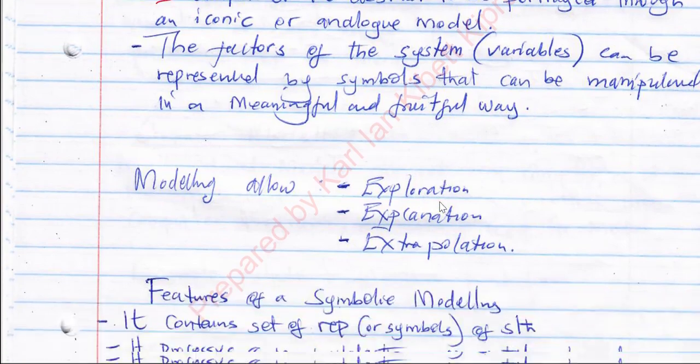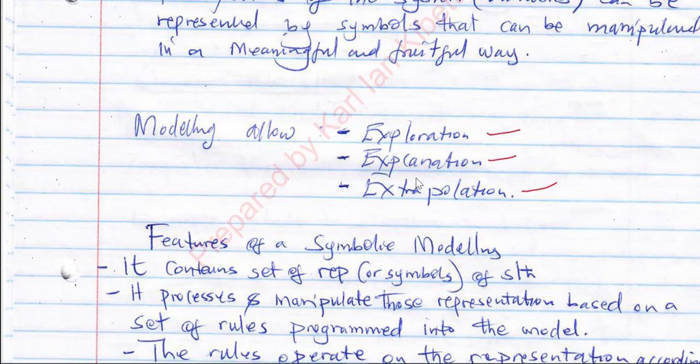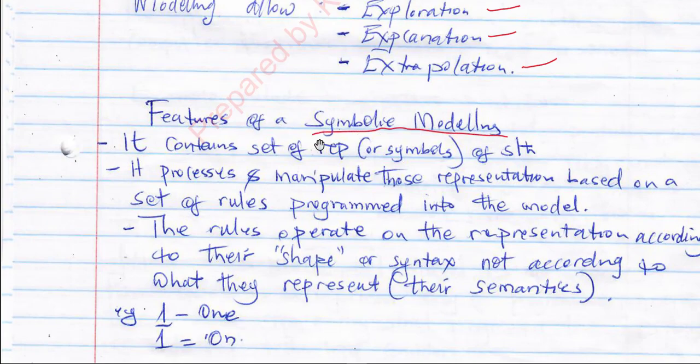This type of model allows explanation and extrapolation. You also have to know the features of symbolic modeling. It contains a lot of representations, which are symbols. It processes and manipulates those representations based on a set of rules. There are programmed rules you have to follow. The rules operate on the representations according to their shapes or syntax, and not according to what they represent, that is, their semantics, the meaning.